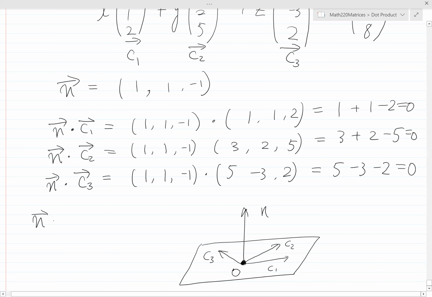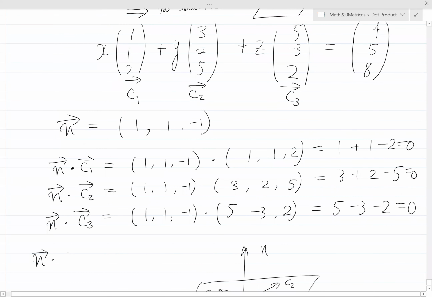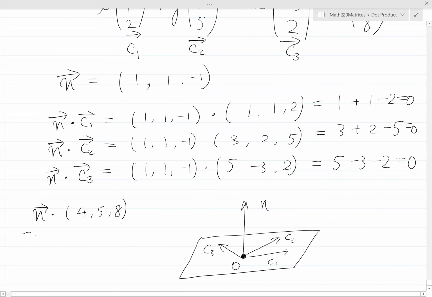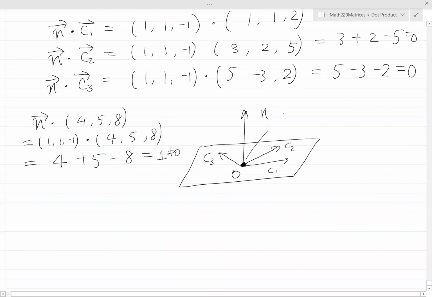However, if you take n dot product with the vector b, b = (4, 5, 8), you see you get (1, 1, -1) dot (4, 5, 8). Then you get 4 plus 5 minus 8, which is 1, which is non-zero. So which means the vector b is not in the plane.